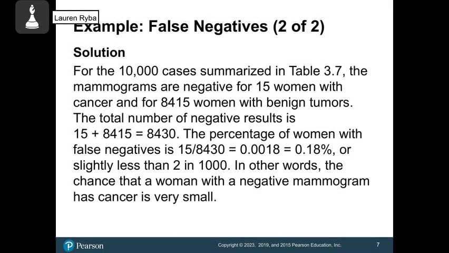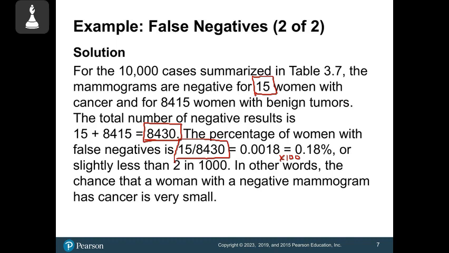We knew that we had a total of 8,430 women with a negative test. And we also knew that 15 of those were false negatives. So to find the percent that were false negatives, we're going to take the number of women with a false negative out of the total number of women with negatives. This gives us the fraction 15 out of 8,430, or the decimal 0.0018. And if we multiply that by 100, that gives us 0.18% of women will get a false negative test if they tested negative.